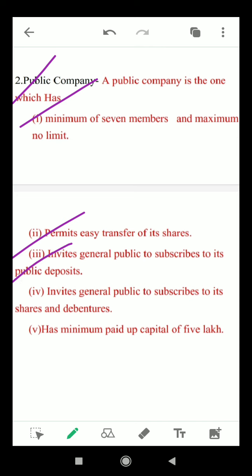Number 3 is it invites the general public to subscribe to its public deposits. So it invites the general public to subscribe to its shares or debentures, or they can invest their deposit in the company. Number 5 is it has a minimum paid up capital of 5 lakh. A private company can register with paid up capital of 1 lakh, whereas a public company is registered with 5 lakh rupees.